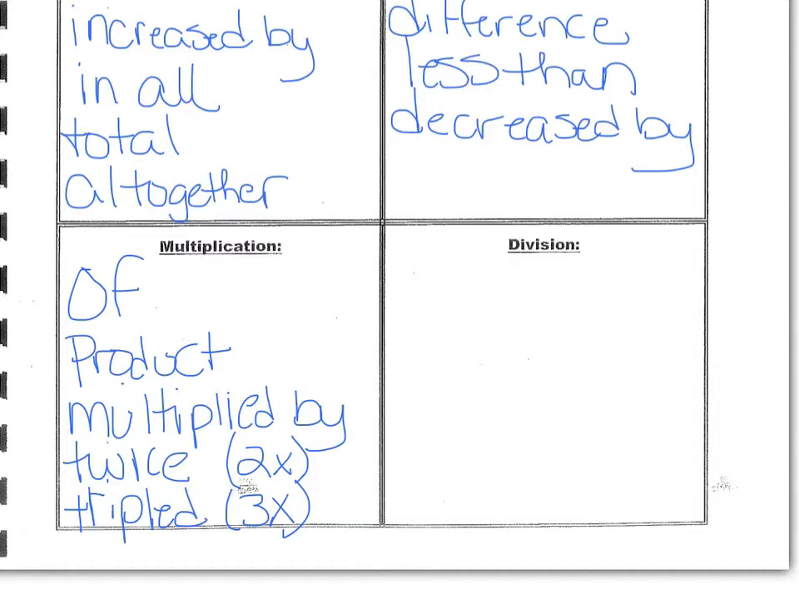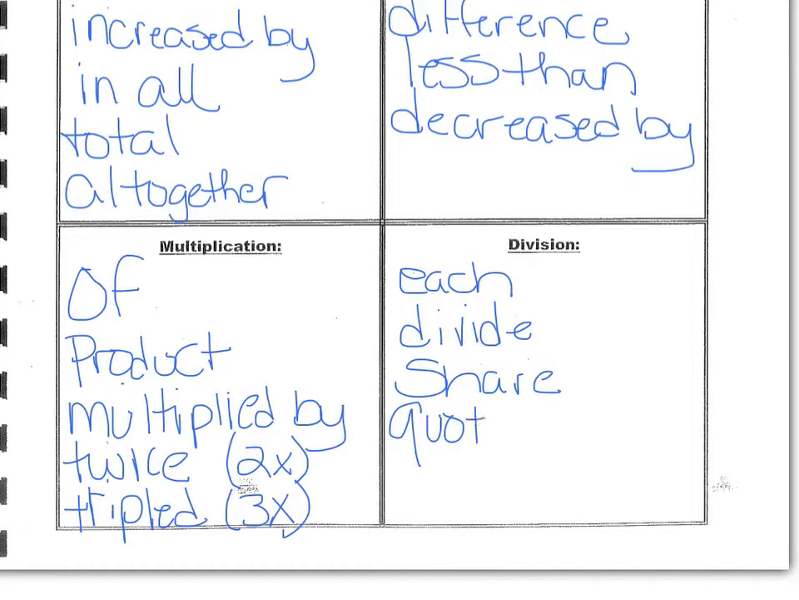For division, oftentimes you'll see the word each, like how much does each item cost? That usually means to divide. The word divide is often used in problems that mean division. Share, when they say how much would each person share, or what was somebody's share, that would mean that. Quotient.